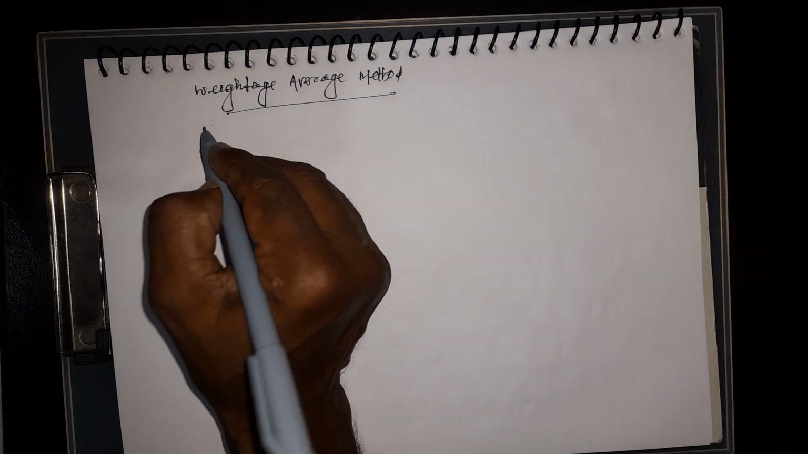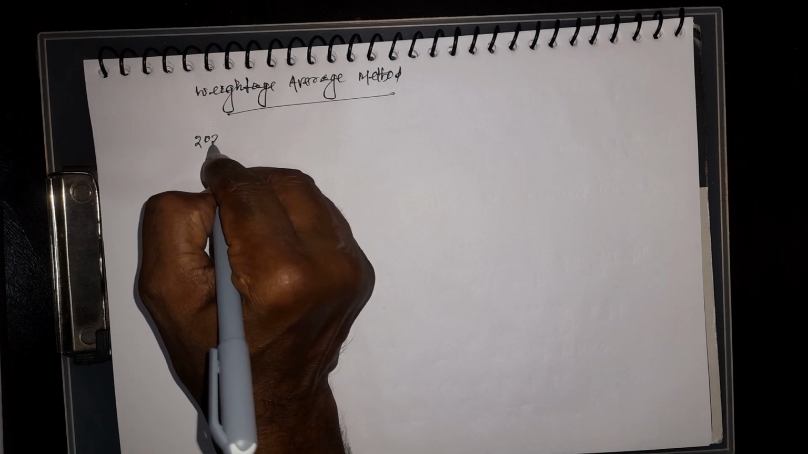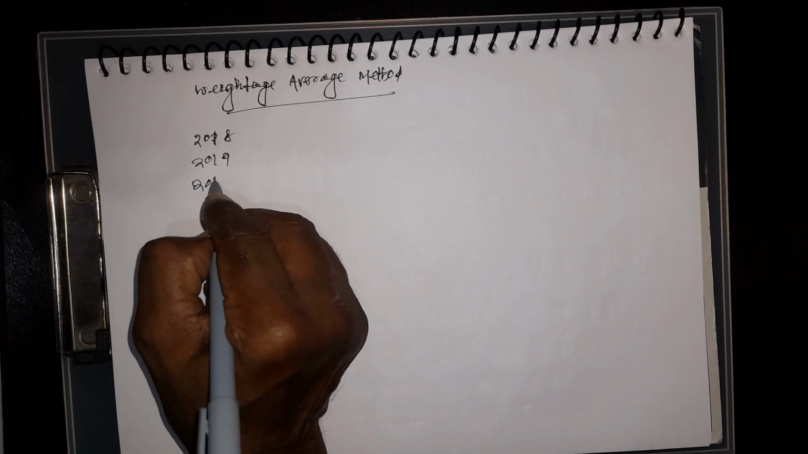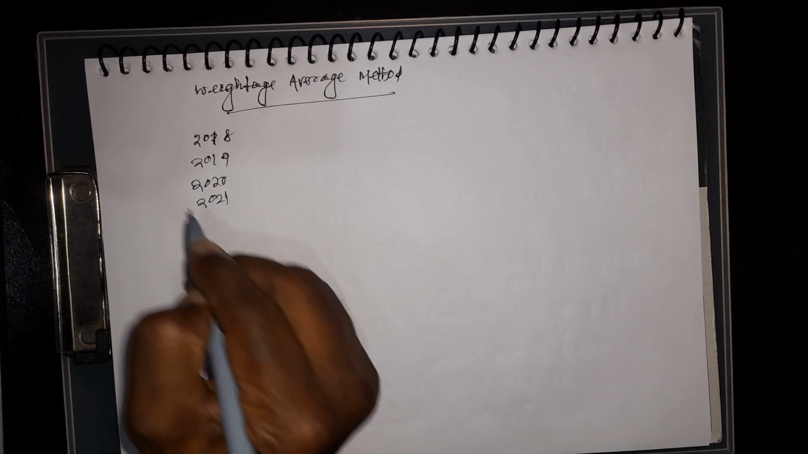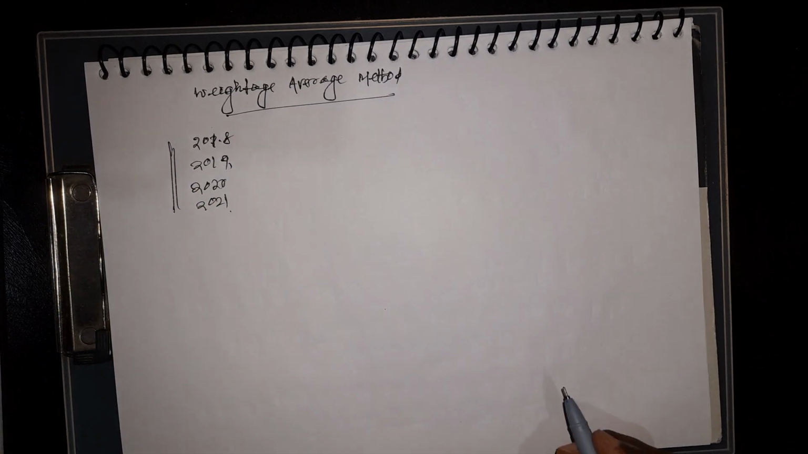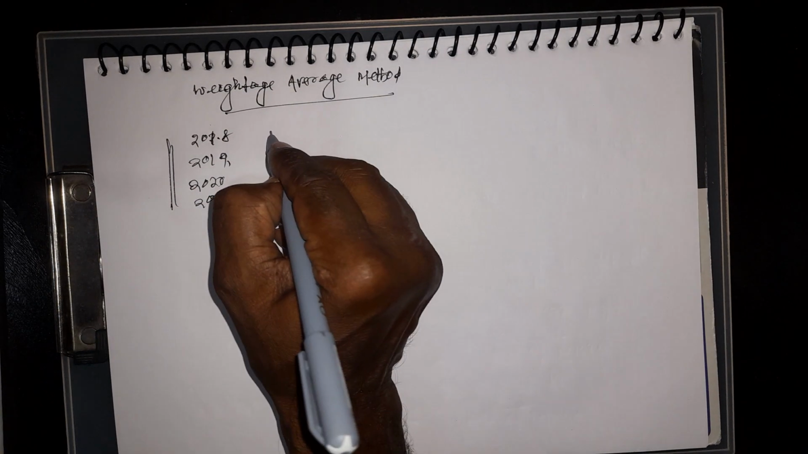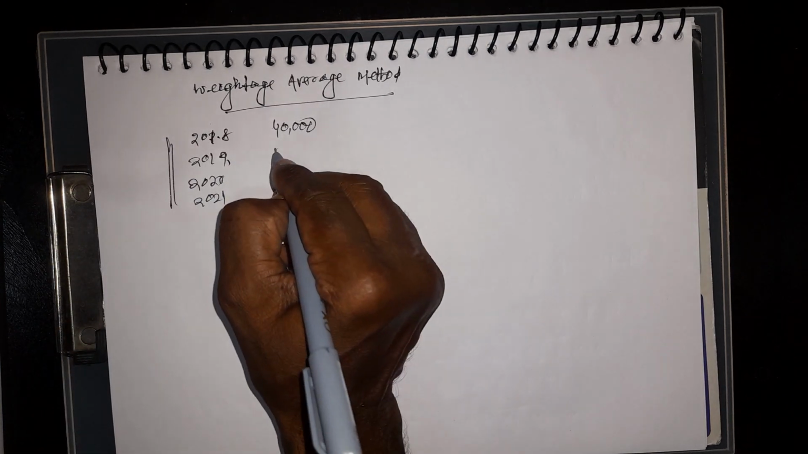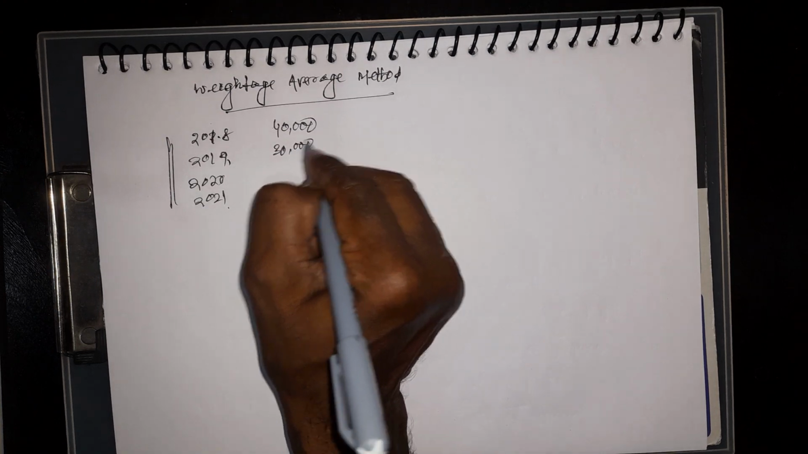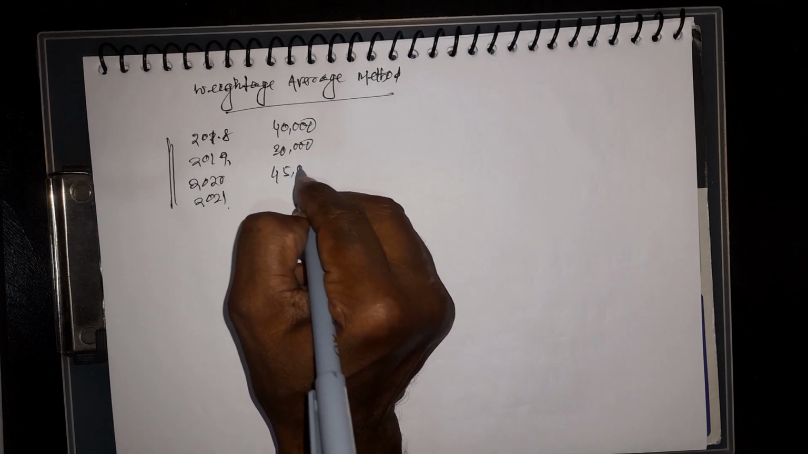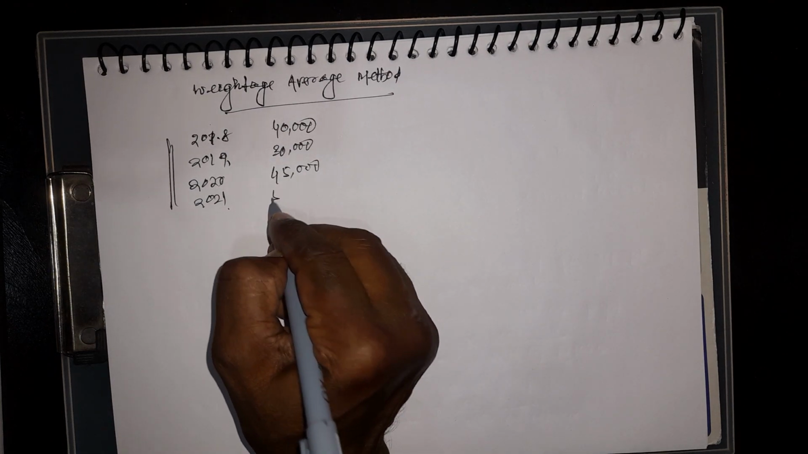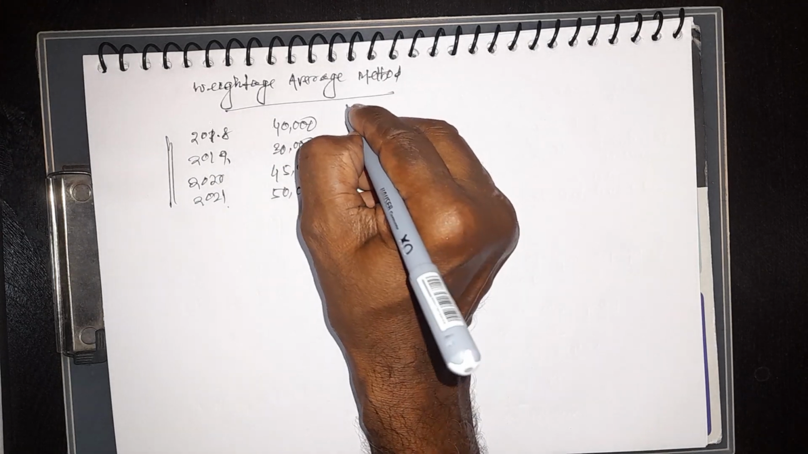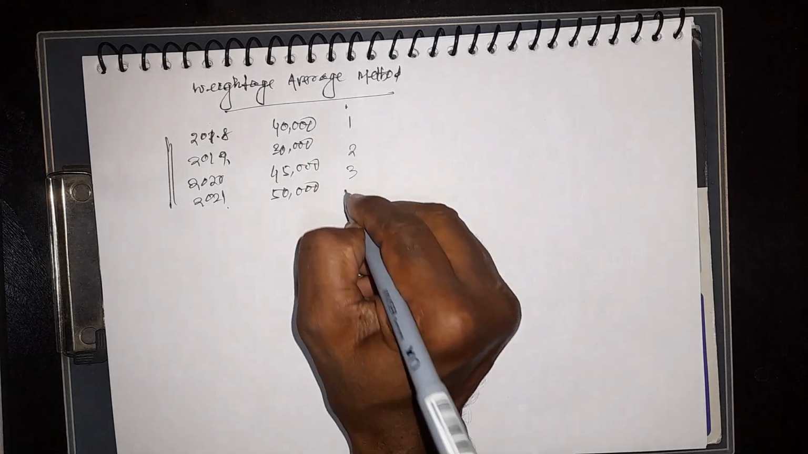Clear? Suppose in a specific question, it is given 2018, 2019, 2020, 2021. For example, I am giving one example. Suppose 4 years profit is given. Suppose 2018 profit is 40,000. Clear? And suppose 2019 it is 30,000. Suppose it will be given 45,000. Suppose it is given 50,000. These are all assumed values. And suppose weightage is given. Weightage 1, 2, 3, 4.